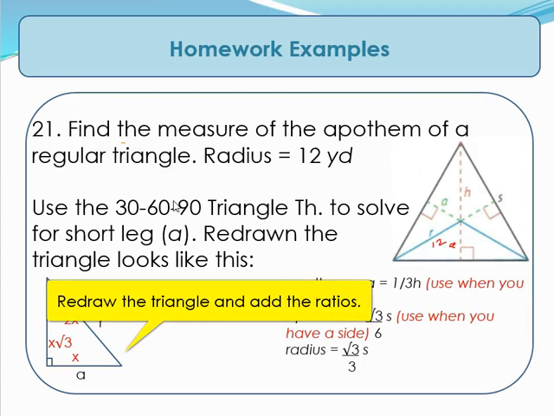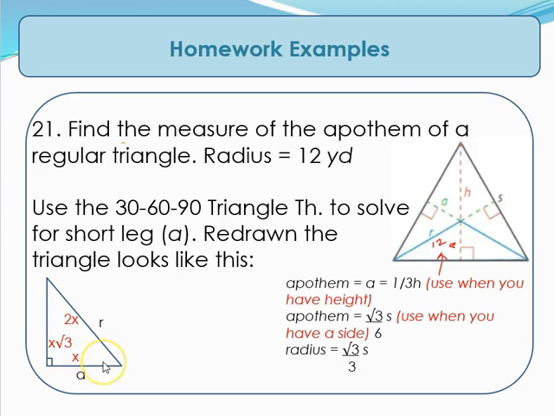Redrawn, this triangle right here looks like this. And you already know that your radius equals 12. So go ahead and solve using the ratios for a right triangle, a 30, 60, 90 right triangle.